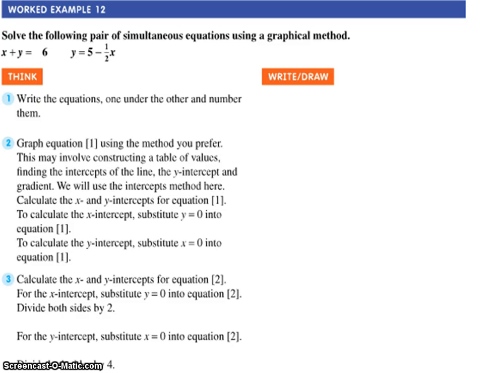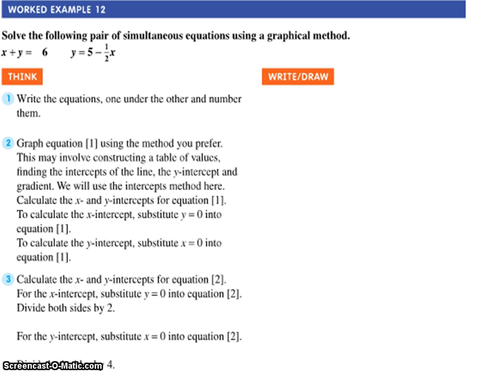This one, it does say to use the graphical method, and you'll notice I've been nice and there is the graph at the bottom of it, but we're going to do all the work first before we get down to that. So, first thing we're going to have to do, alright, what we're going to do is work out how we're going to graph it.